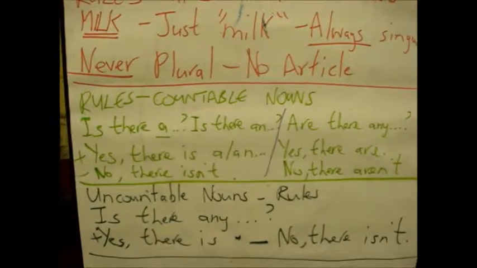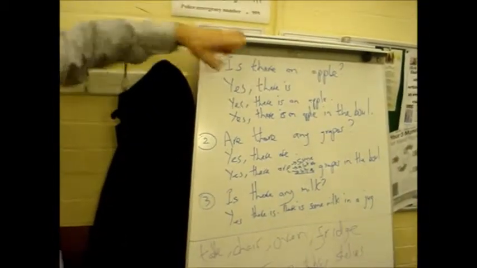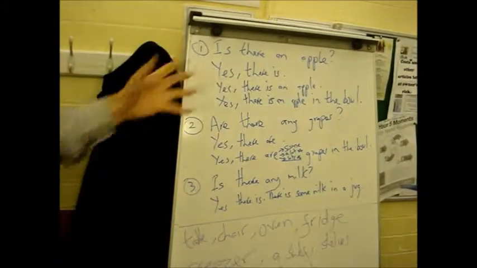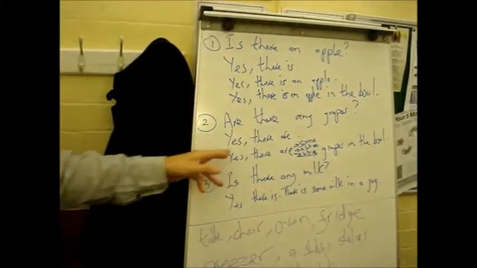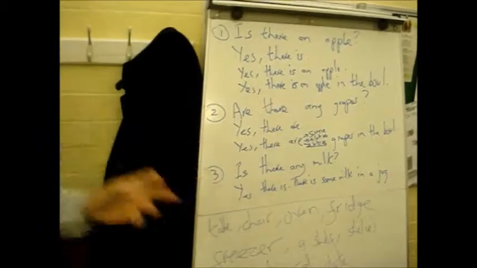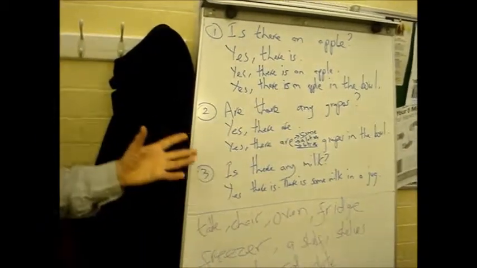And over here, Gary, are just some examples of some sentences. Is there an apple on the table? Yes there is. Yes there is an apple. Yes there is an apple in the bowl. Are there any grapes? Yes there are. Yes there are some grapes in the bowl. Yes there are a lot of grapes in the bowl. Yes there are lots of grapes in the bowl.